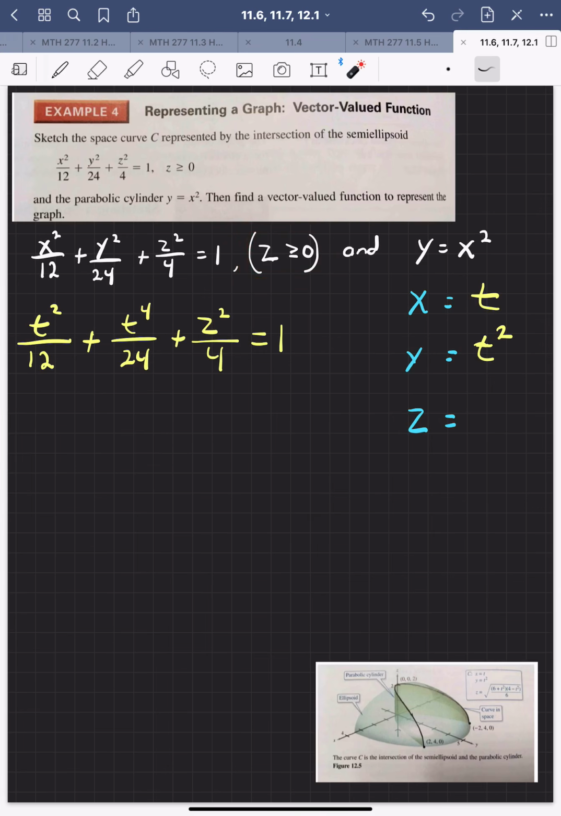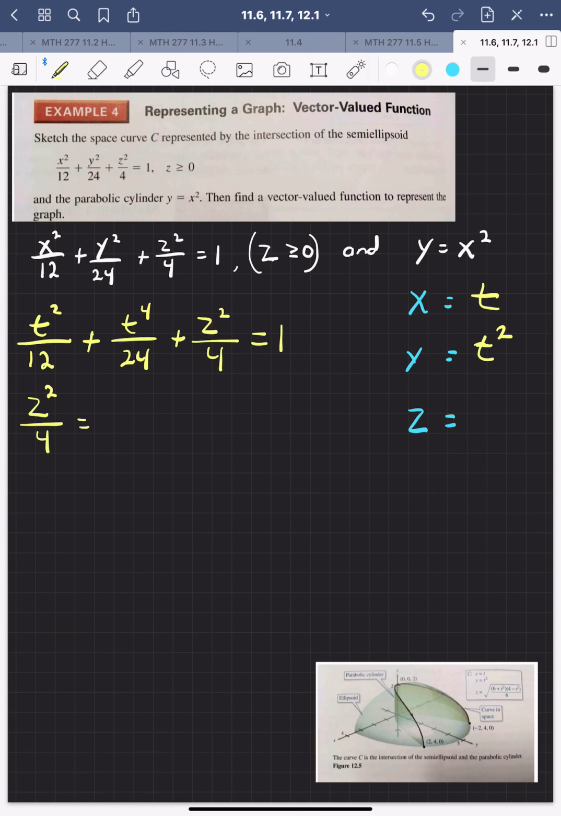Ready? So what's the goal? I want to write z as a function of t. So my goal right now is to solve for z. All right, so I'm going to do this. This is just baby algebra, but I'm going to write it out for you so you have good notes. So I'm going to first get z squared over 4 by itself.